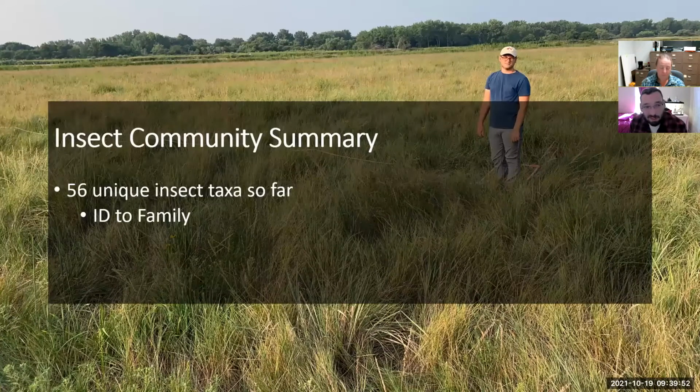So far, we've identified 56 unique insect taxa. Now, I want to preface this, or add that we're IDing to family currently. Part of the reason is because we're more interested in functional groups than individual species. Of course, if we went to genus and species, this number would increase by quite a bit, but this is 56 individual families that we have so far in our set, and we still have more data to go through.